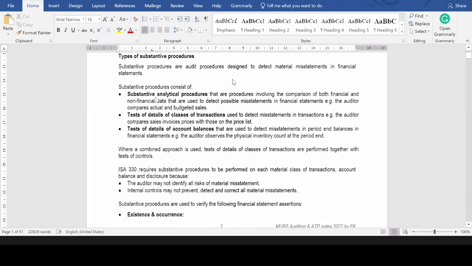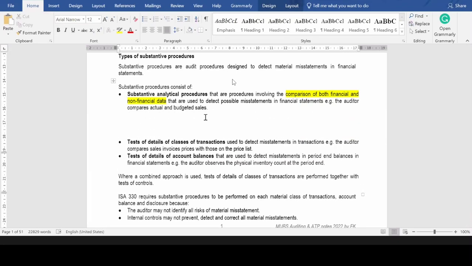There are 3 types of substantive procedures, and one of them is the analytical procedures. Analytical procedures is the first substantive procedure. And for analytical procedures, we are looking at comparisons. We are comparing financial data and non-financial data to find out whether there are any significant variations.